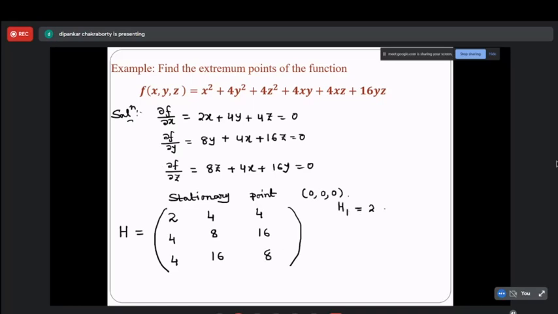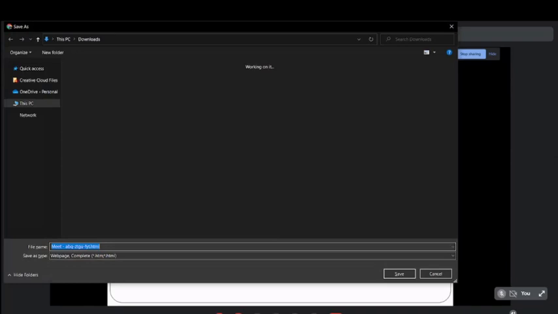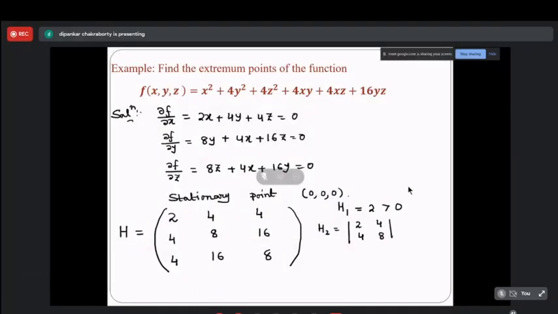So what is h1? 2, which is greater than 0. h2 is what? 2, 4, 4, 8. You need to take the determinant. h2 is the determinant of that 2 by 2 matrix. h3 is the determinant of H. See what is coming.